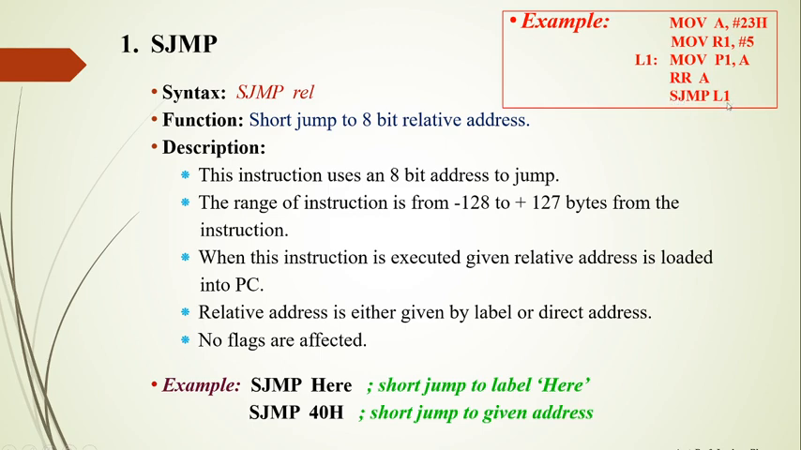So after execution of this instruction, the controller jumps to this location L1, which is available within the memory of 256 bytes. So after this instruction, it will jump to L1, where again the content of the accumulator, which is changed after the execution of the previous instruction, is loaded into port 1 again. Again this instruction will execute. It will again rotate the accumulator by 1 bit, and again it will jump to the location L1. So this is nothing but an infinite loop formed by these instructions.